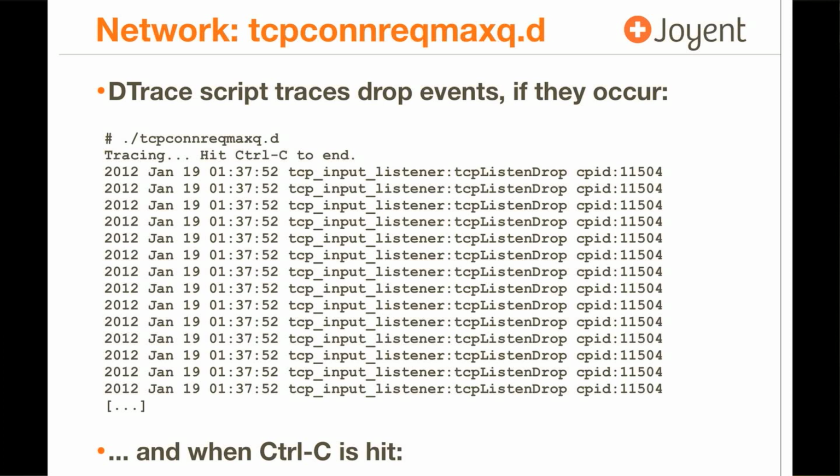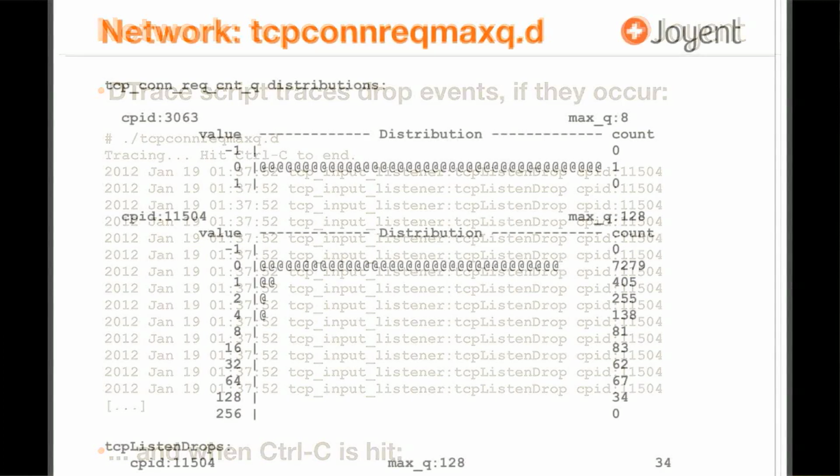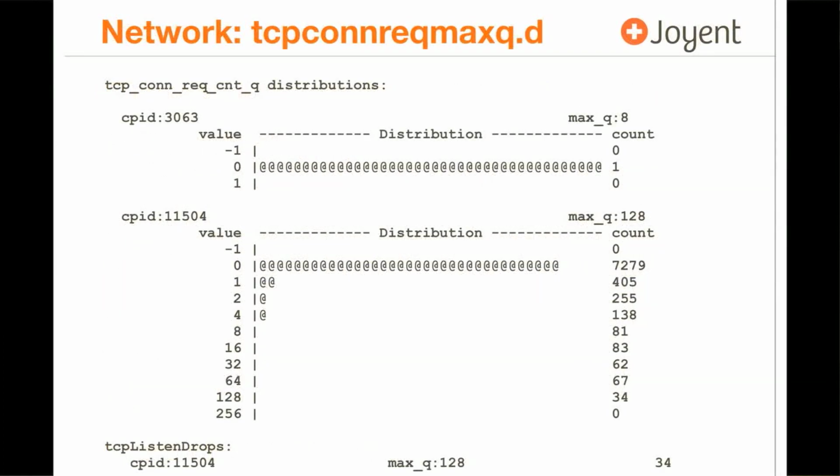I've written this just as an example tool. When you run it, it will print a line of output for drop events if they occur, and it'll tell you the process ID that had it. When you hit Control-C, it then gives you the summary. It's showing the distribution of the queue length inside the kernel, and the larger distribution there is process ID 11504.